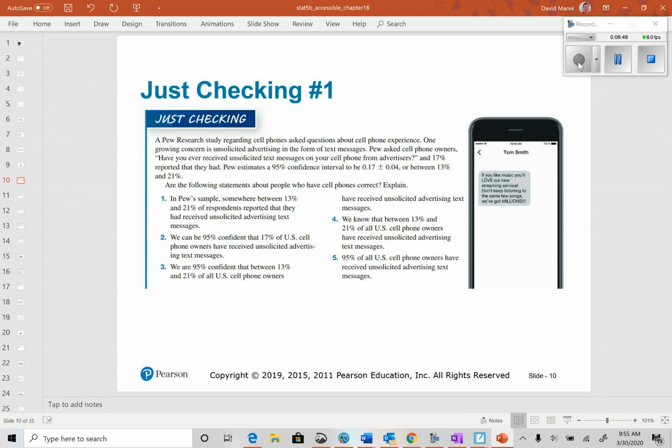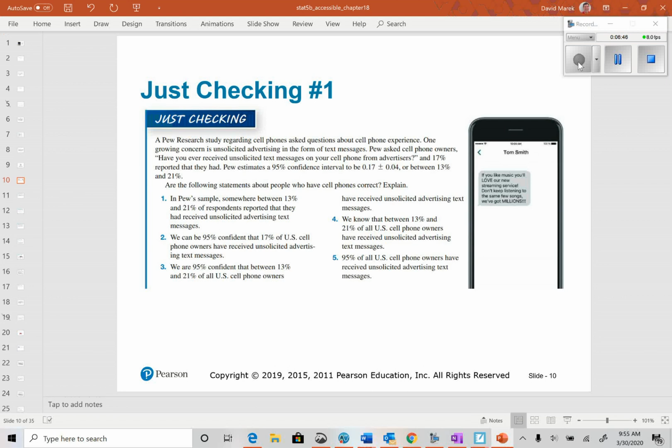Number four, we know that between 13% and 21% of all U.S. cell phone owners. No, we don't know that for certain. We can say that we have 95% confidence that it's true, but we know that it's between them? Let's not say that. We don't have a 100% confidence interval here.